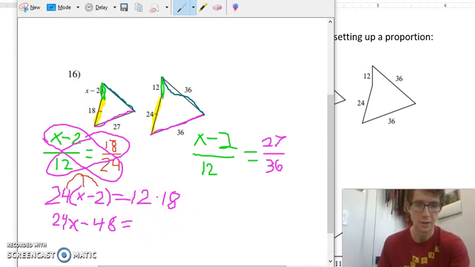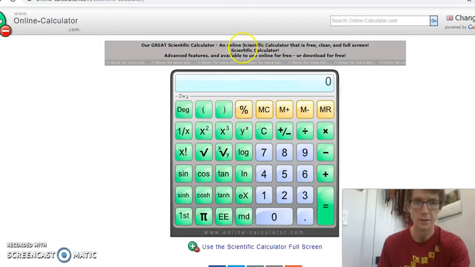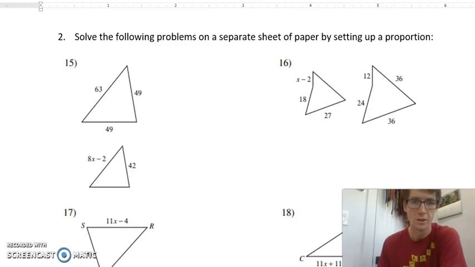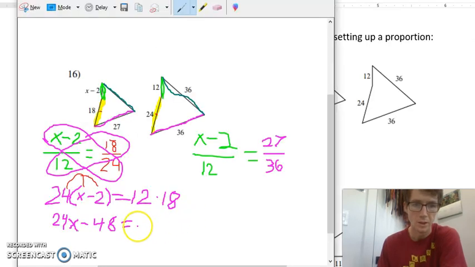For that, I'm going to go over to my calculator. What is 12 times 18? That's going to be equal to 216. So just to solve this equation, trying to get x by itself, we have 24x minus 48. Let's get rid of that minus 48 by adding it to both sides.